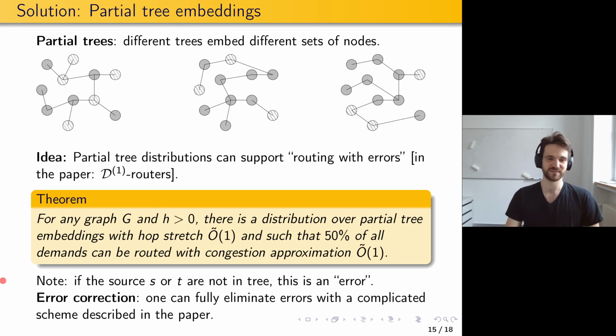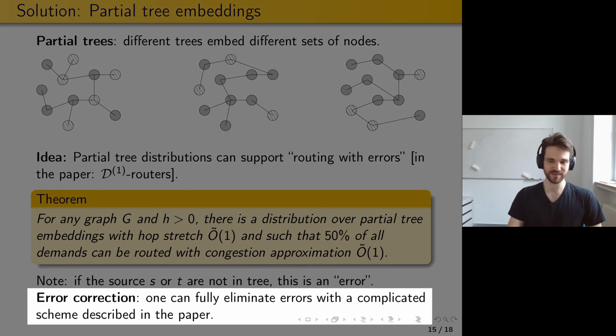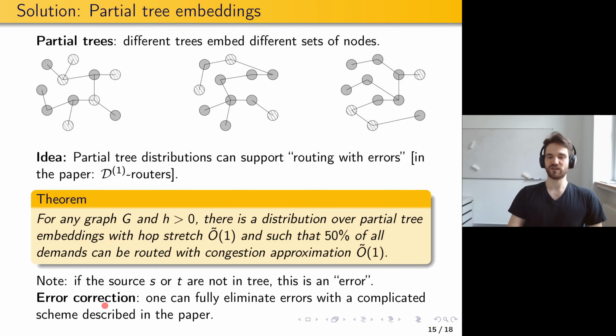What can you do? You start with this routing with errors, but then you can use some error correcting scheme. You can actually fully eliminate errors with complicated schemes that I won't describe here because I'm out of time. But at the end of the day, you have a very simple routing structure. For every S and T, there is a single distribution. There are no errors, and in expectation, you're perfectly fine.